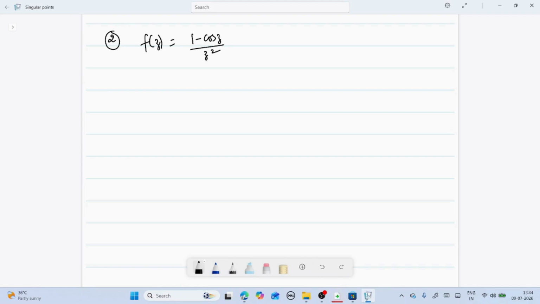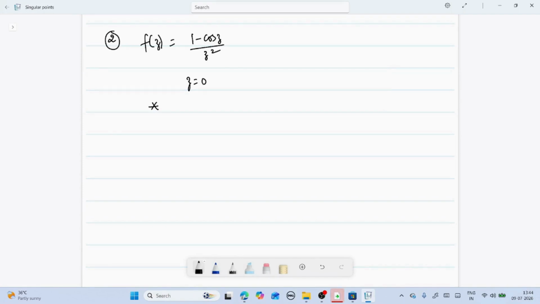Let us consider the next example. That is f of z is equal to (1 minus cos z) by z square. Here, the isolated singular point is z is equal to 0. Now, we must check whether this isolated singular point is a removable singular point or not.